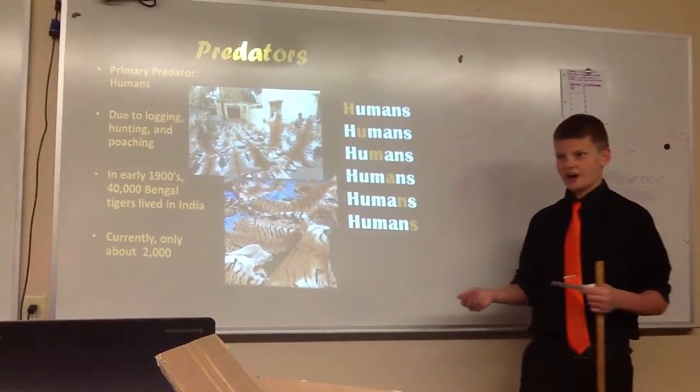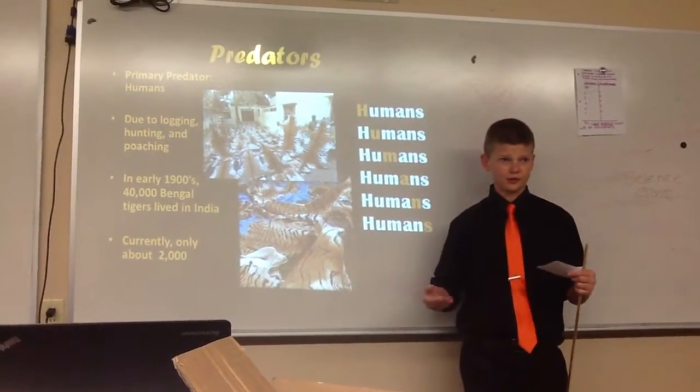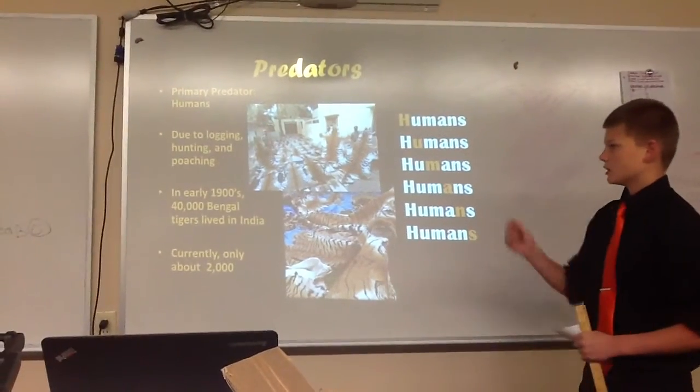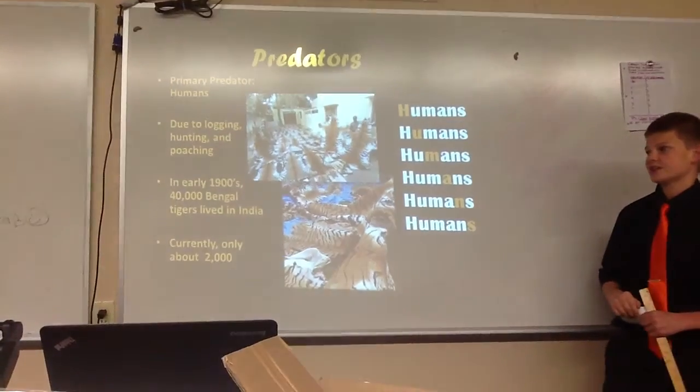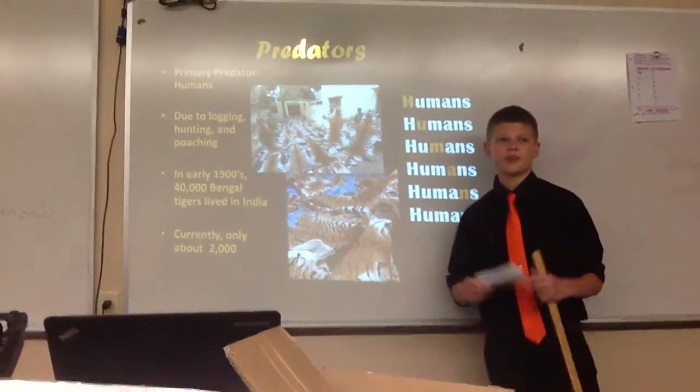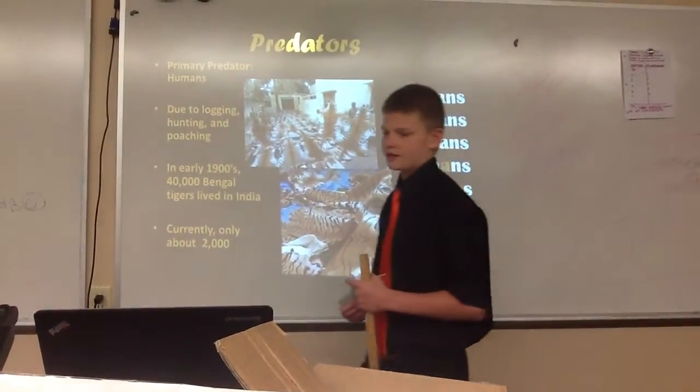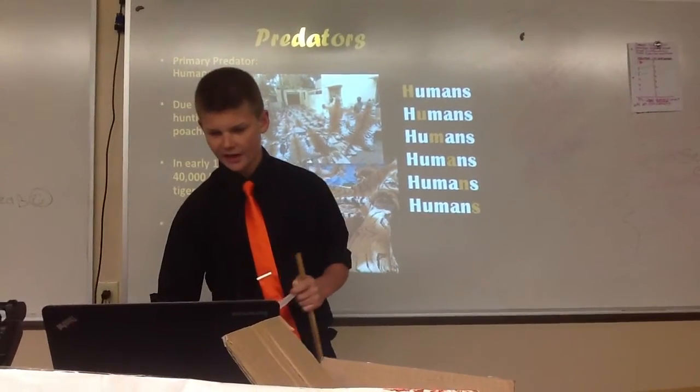So it's kind of hard to survive if you don't have food and you don't have a shelter and you're being hunted. So that's why it has dropped from the 1900s, where there were 40,000 Bengal tigers, and now there's only 2,000. The 2,000 is stable, so that's good. But they have dropped immensely.